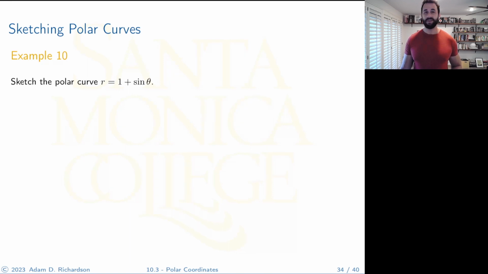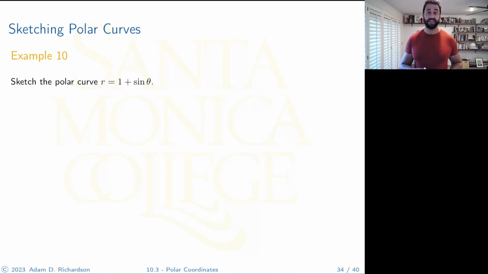All right. Okay, we're back. So hopefully that was a long enough break. Now we're going to learn how to sketch these kinds of curves. Here's an example of a polar equation, r equals 1 plus sine theta. And the question is simply, what does this curve look like?